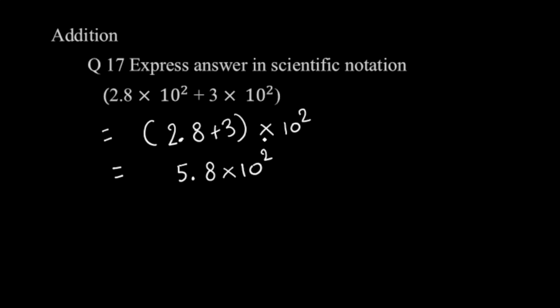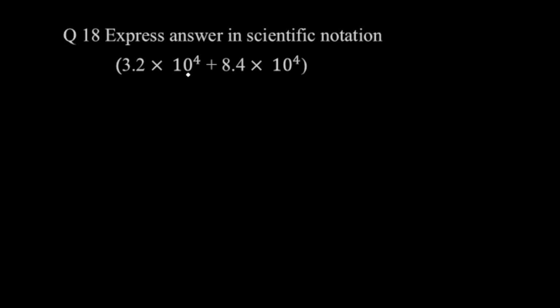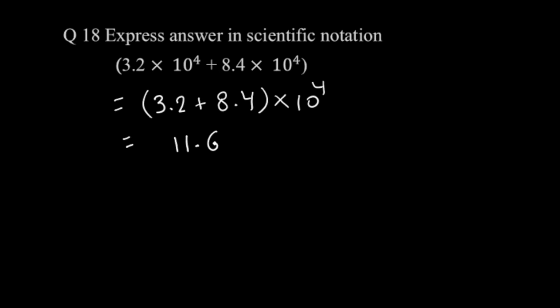Now practice another question. 3.2 multiply 10 to the power 4 plus 8.4 multiply 10 to the power 4. In this question we have the same power, 10 to the power 4 and 10 to the power 4. So we can add 3.2 plus 8.4, multiply 10 to the power 4. 3.2 plus 8.4 is 11.6 multiply 10 to the power 4.